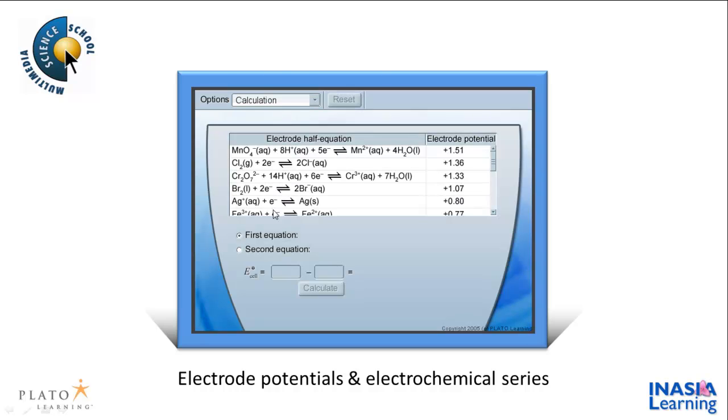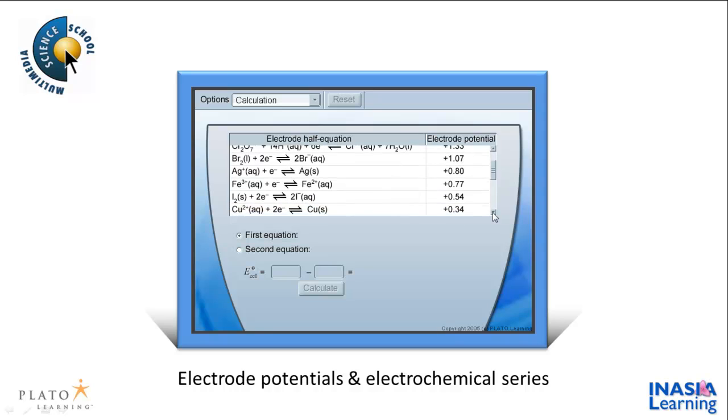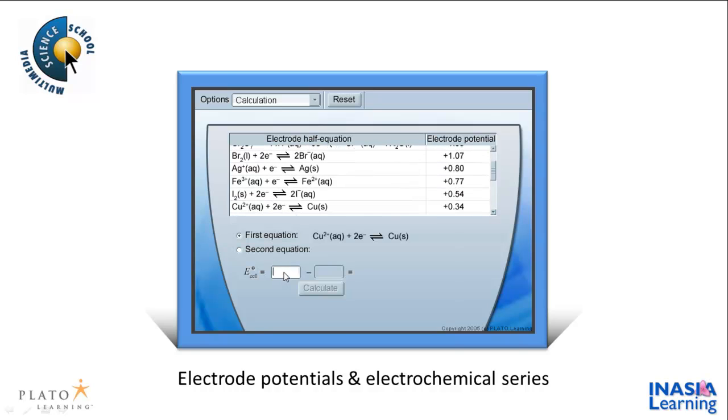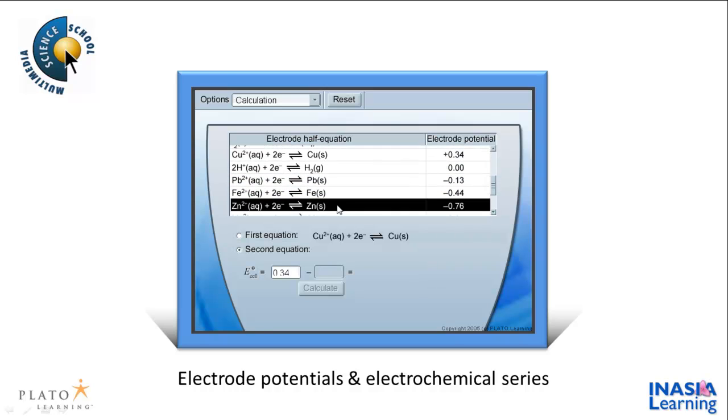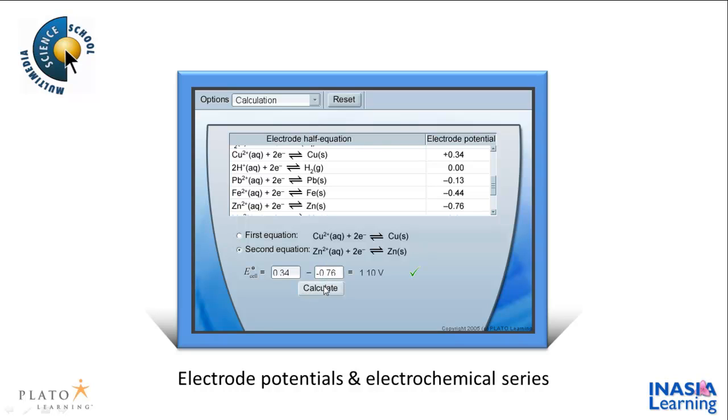From here we can confirm our understanding of how we calculate the potential difference between two metals. For this example, I will choose copper for my first equation, then input the standard electropotential of 0.34 into the box. For my second equation, I will select zinc and enter minus 0.76, and then press Calculate, and our answer is checked. If I press Reset, I can then go on to calculate other combinations of metals.